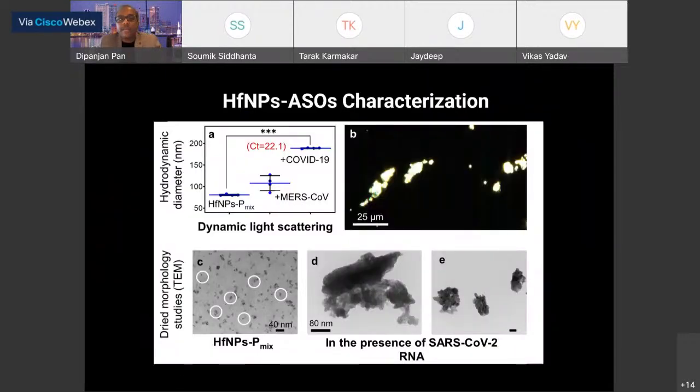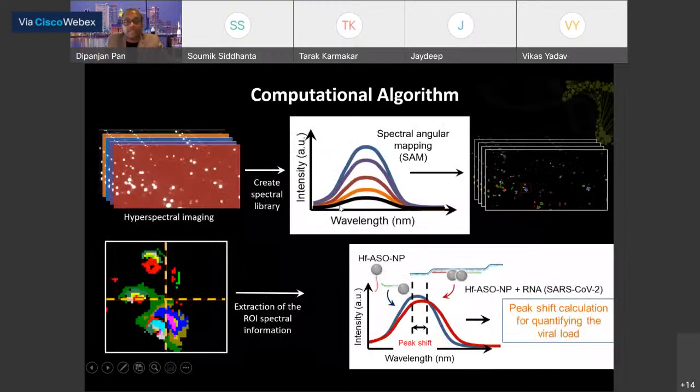So here is the characterization. You can see that these are tiny hafnium particles, 2 to 5 nanometers in size. And in the presence of SARS-CoV-2, you can see these large aggregates that are present. You can also clearly see the large aggregates in the hyperspectral images.